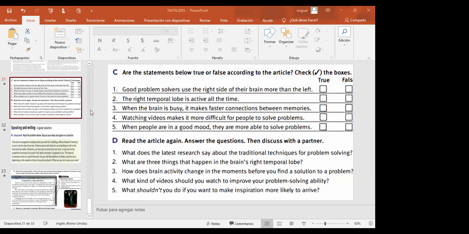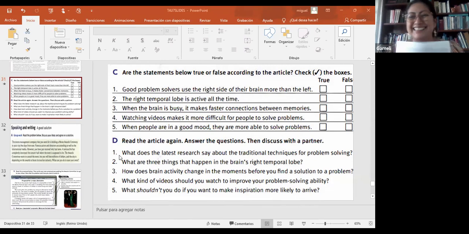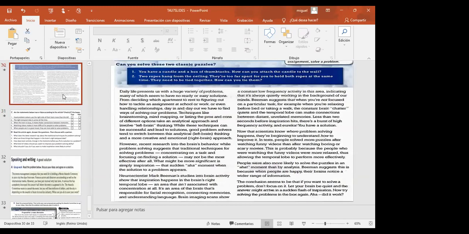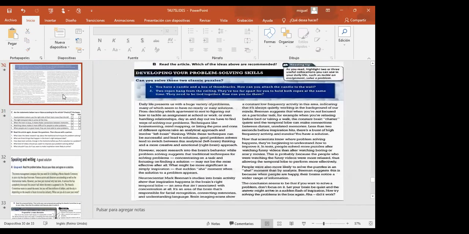Okay, let's continue, please, with number one. Let's see, Gameli and Gabi. What do you have in number one? Gabi, can you read the question, please, first? What does the latest research say about the traditional techniques for problem solving? And the answer for us was that the traditional techniques may not be the most effective after all.